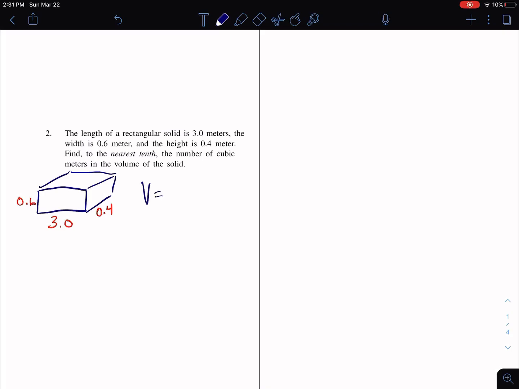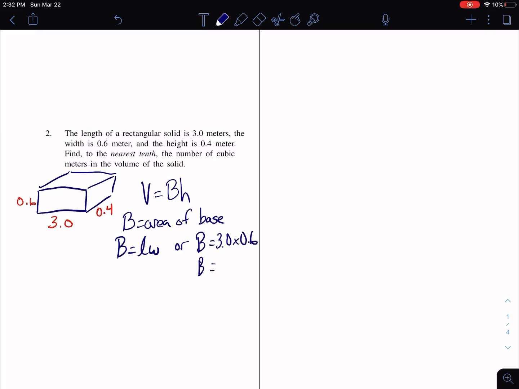So my volume is going to be capital B times H, and I'm getting that right from the formula sheet. Now, for volume equals B times H, remember B is the area of the base, okay? Now I'm going to put a little extra information here that you don't have to have, so don't worry about this. Our base is a rectangle, so for us, our base is going to be length times width, okay? Or more specifically, our capital B is going to be 3.0 times 0.6.